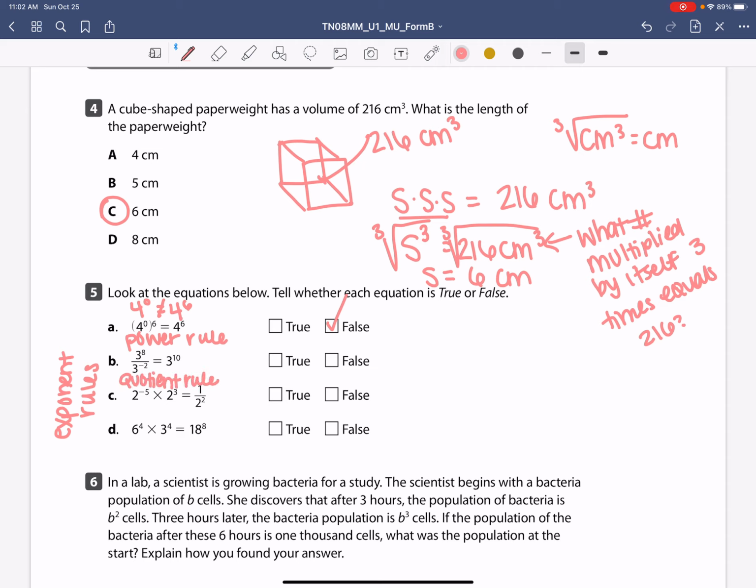C, we have the product rule. Product rule says if you have the same base and you're multiplying these two numbers, keep the base the same, add the exponents. So you're supposed to do negative 5 plus 3, which is negative 2. So you would have had 2 to the negative 2nd power, but they have 1 over 2 to the 2nd power. So what they did here was they invoked the negative exponent rule.